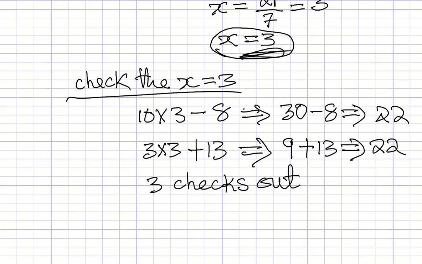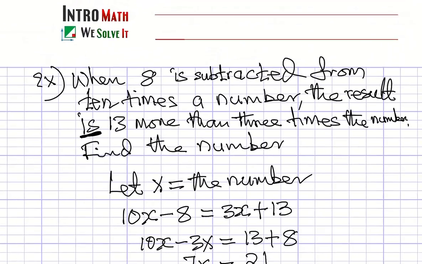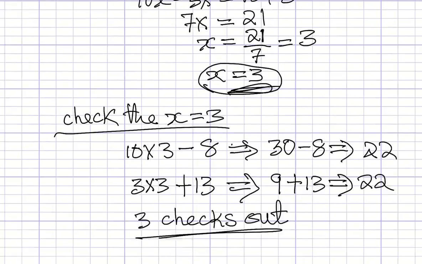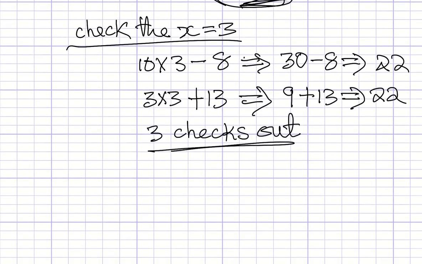It checks out. You see? Because if you put 3 in the way they describe the problem, it should check out. If it doesn't check out, then you know you didn't get the problem right. So we're done with that one. We'll move to the next one.